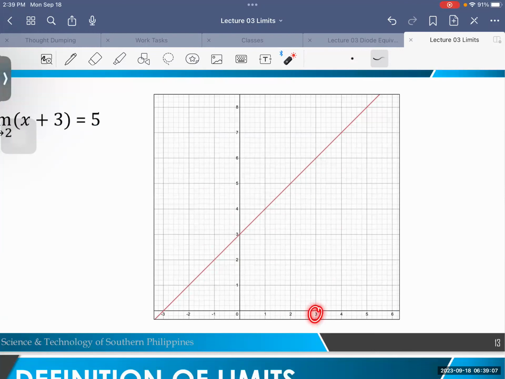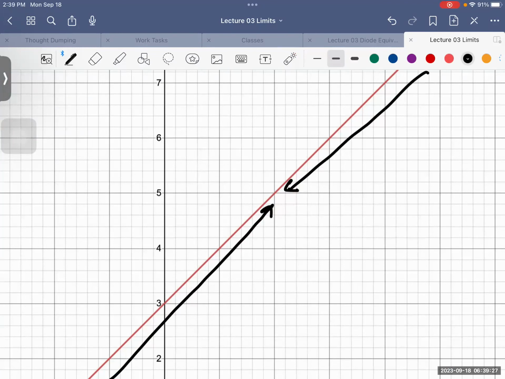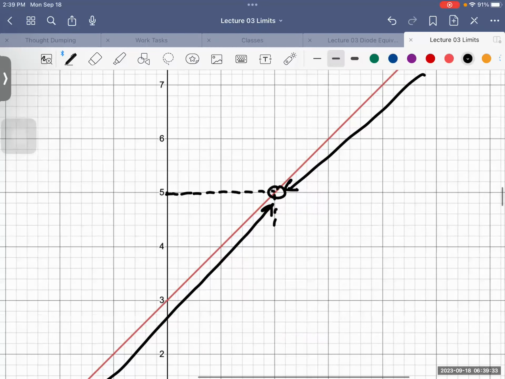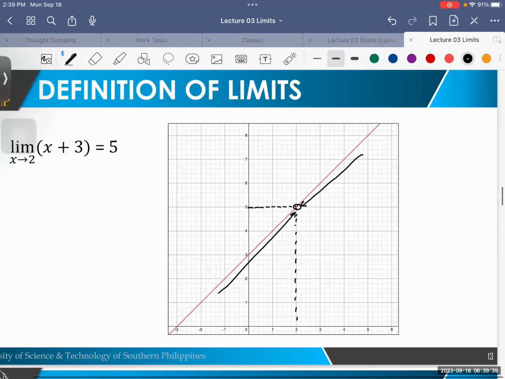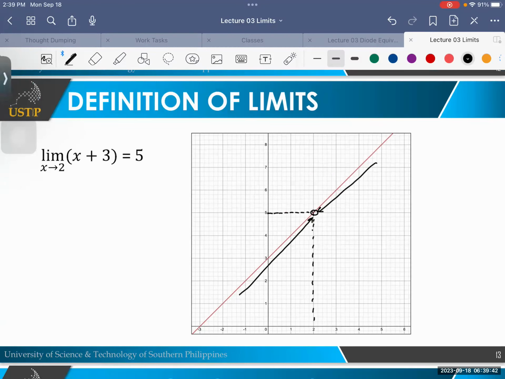We also have the value of 3, and then the values between 2 and 3. So, as you can see, as it approaches the value of 2 from the left side and from the right side, it approaches this point here, which is 5. Okay, this is your 2 for x. It just so happened that the value of our limit is also a solution to f of x, or is also a point in the graph of our function.